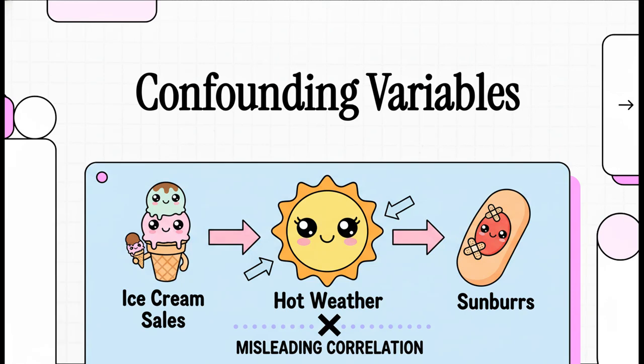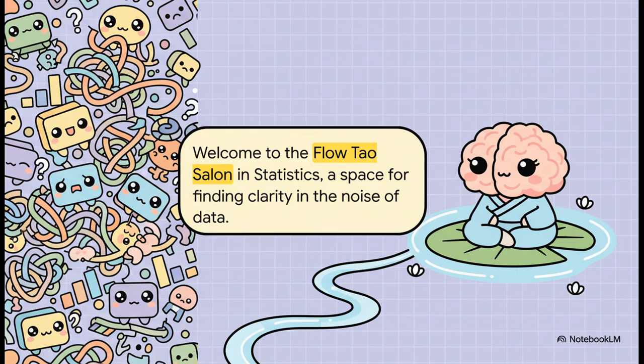Today, we're going to get into something that can trip up even the sharpest data experts out there. It's called a confounding variable, and trust me, it's a sneaky one. And for this session, I want you to think of this as our own Tao Salon in statistics, a calm space where we can find some real clarity in all that noisy data.